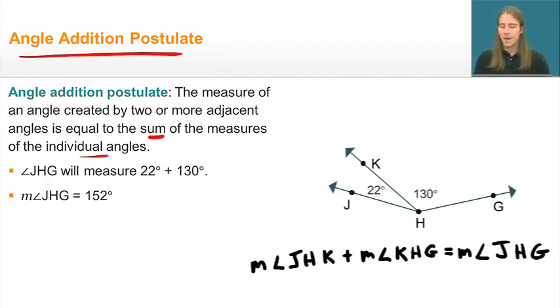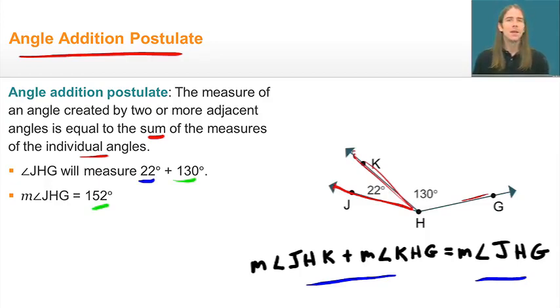On this diagram, I see that angle JHK and angle KHG come together to form angle JHG. So I know that the sum of the measures of the adjacent angles is equal to the measure of the larger angle. In fact, since JHK has measure equal to 22 degrees and angle KHG has measure equal to 130 degrees, I know that the measure of the larger angle, JHG, is equal to 22 plus 130, which is 152 degrees.